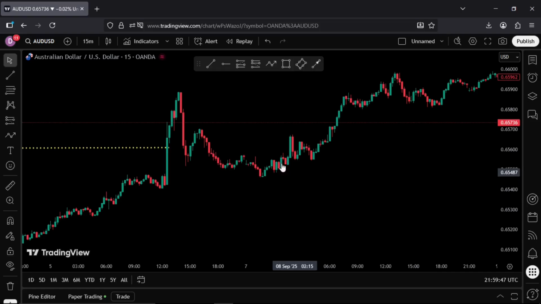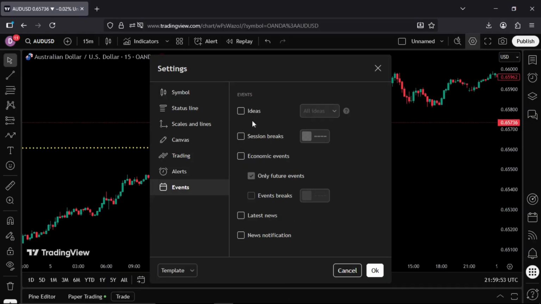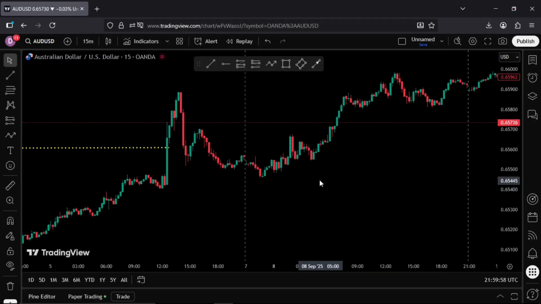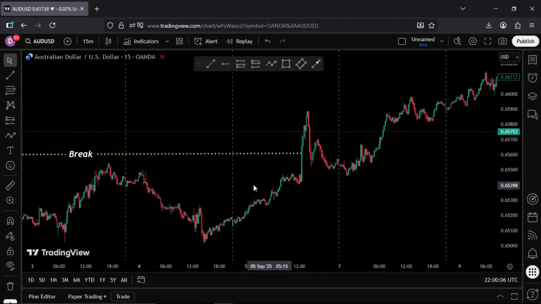Now I want to add something called the session breaks. Let me go into my settings and add session breaks. Session breaks will be our period separators. You see these white vertical lines, guys. These represent a period of time. If I highlight this white vertical line, as you can see below, it says 4th September 2025.